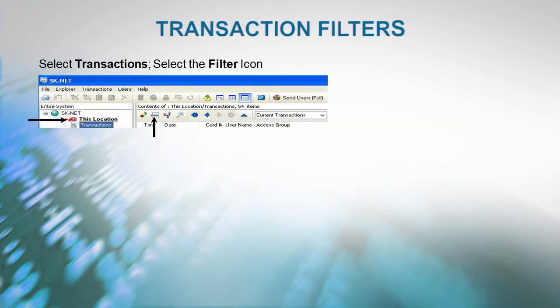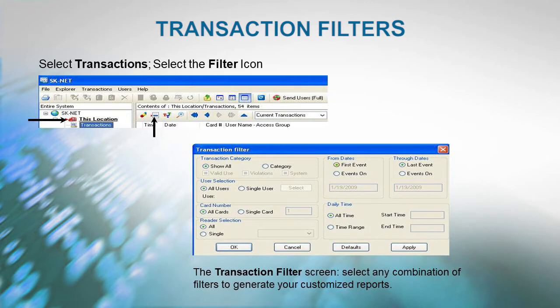Transaction filters. First select Transactions, then select the filter icon. The transaction filter screen allows you to select any combination of filters to generate your customized reports.